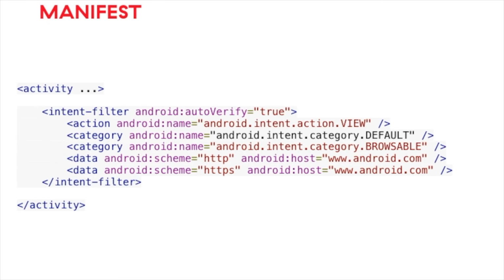This is just the example of what I just mentioned. So we have the intent action view, browsable, and we want our activity to fire on HTTP and HTTPS for this concrete server.